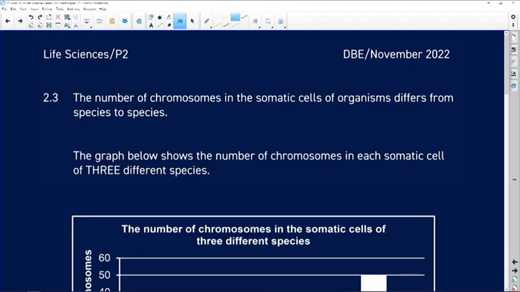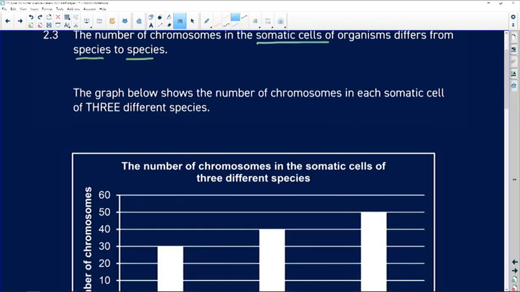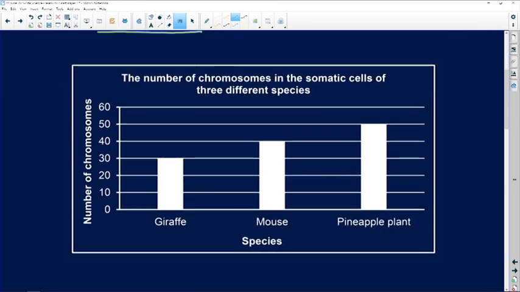Let's move on to 2.3. The number of chromosomes in the somatic cells, in other words, in the body cells, we're not talking about gametes here, of organisms differs from species to species. And we're shown in the graph the number of chromosomes in each somatic cell of 3 different species. Look at our graph, the heading, the number of chromosomes in the somatic cells of 3 different species.